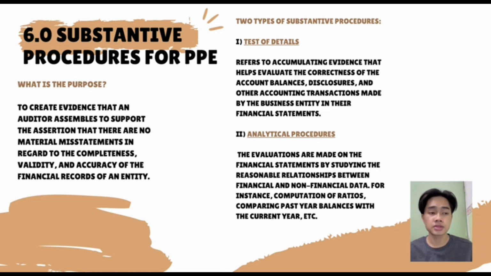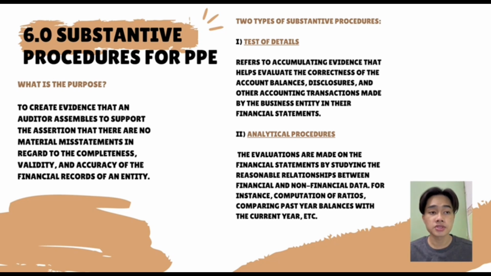So, substantive procedures is to create evidence that an auditor assembles to support the assertion that there are no material misstatements in regard to the completeness, validity and accuracy of the financial records of an entity. These financial records include tangible assets, which are property, plant and equipment.